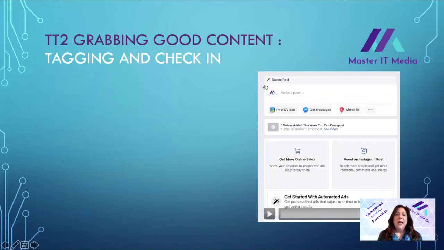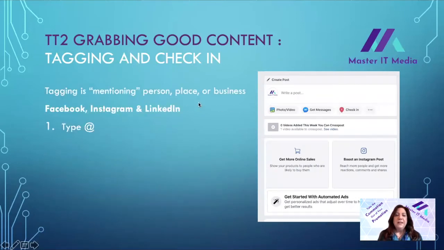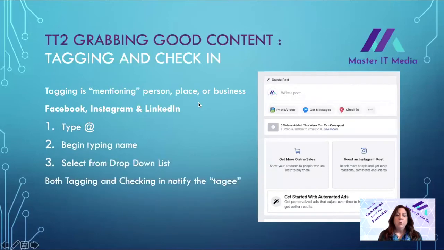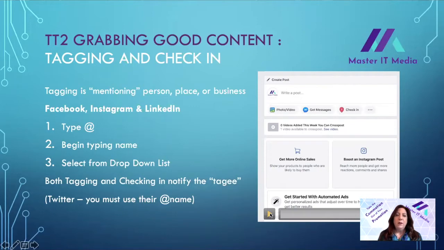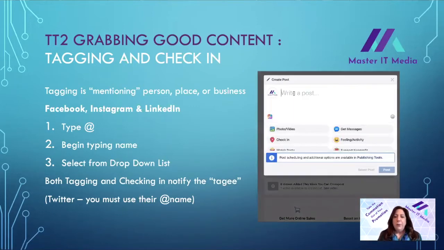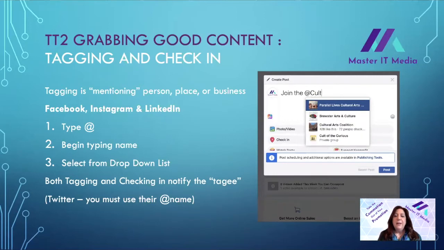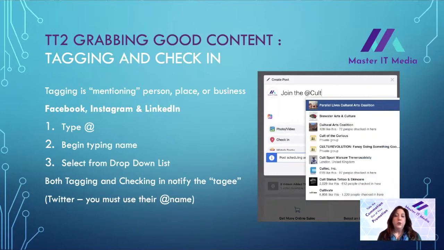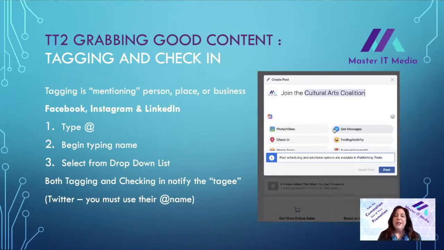Okay, so tagging and checking in. We've briefly mentioned these in our other workshops, and I'm just going to show you here what tagging actually looks like. So I'm writing a post, and in the post, I'm going to mention a person, a place, or a business. By typing, writing normally, then starting with an @ sign, starting to type a name of a place or a business.